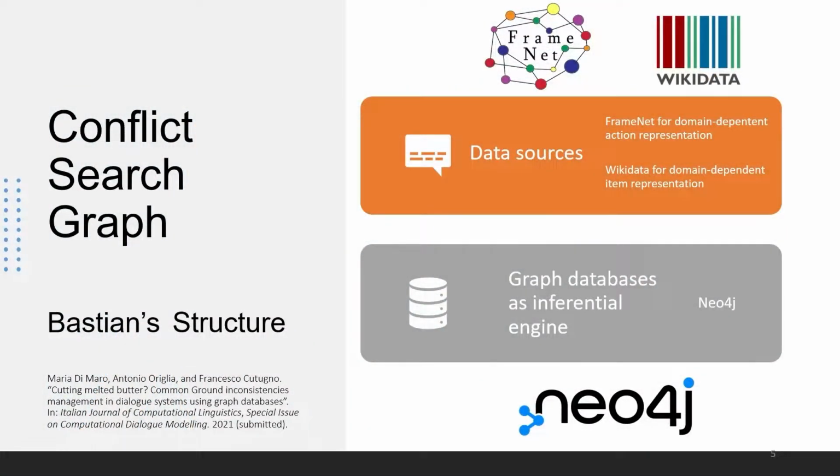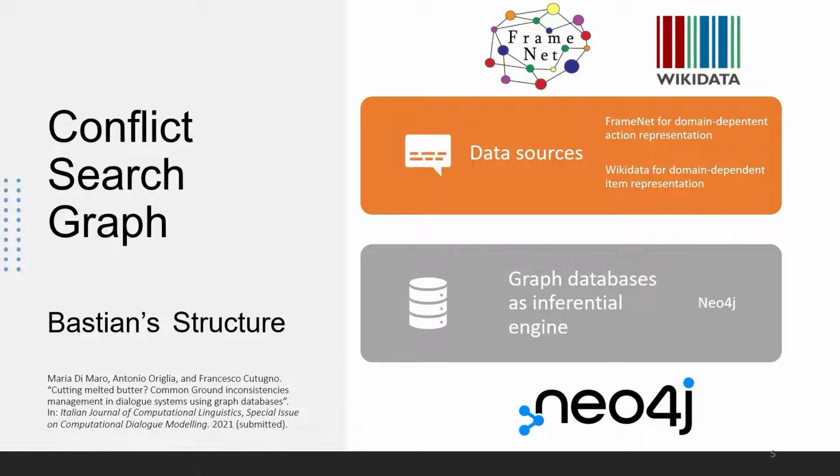We have here what was called conflict search graph. This graph was modeled in Neo4j. And in this graph, we were able to represent the dialogue history of the interaction. So the information, as we saw in the previous examples, the set of information, the sequence of information collected during the interaction. So basically the personal common ground.